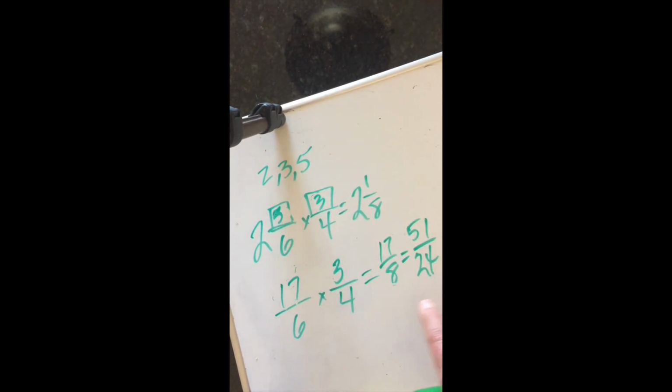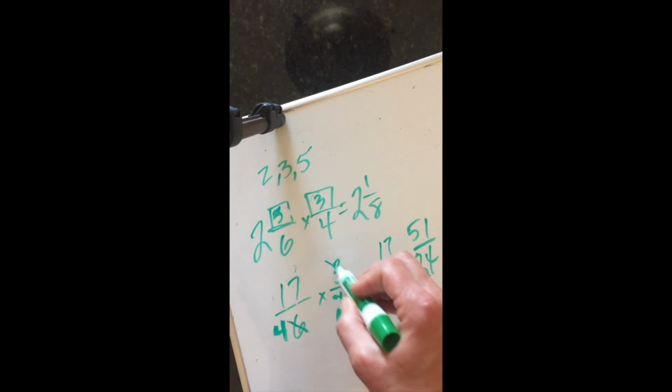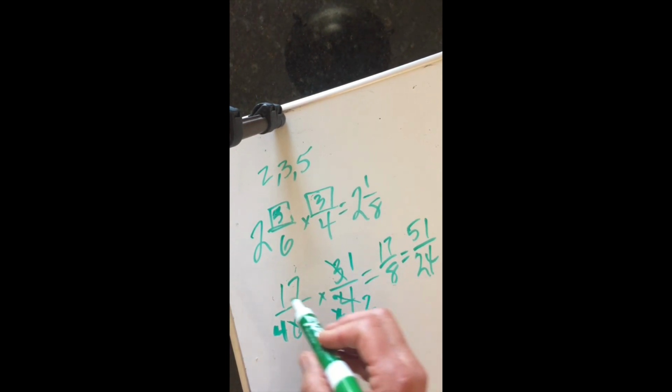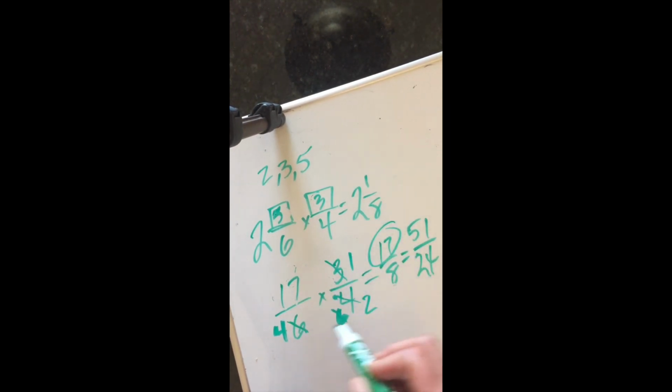Now, if we had not done this, if we had not converted the eighths to 24ths, what would we normally do in this case? Well, we would swap and simplify, right? I'm going to swap the denominators, put the 4 here and the 6 here, and then this simplifies to 1/2. 17 times 1 is 17, and 4 times 2 is 8. So we ended up with the 17/8, which is the same as 2 1/8.